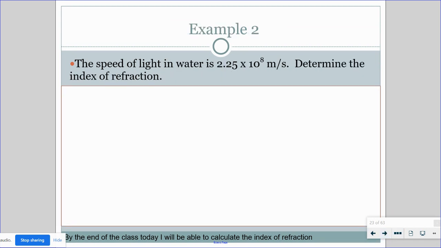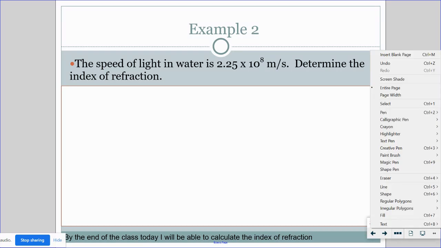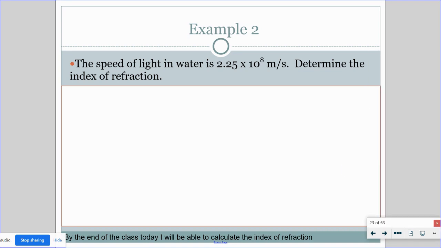Here, the speed of light in water is 2.25 times 10 to the 8 meters per second. I'll just change the color here, blue. So here, if we look at our given, we have, again, c is a constant, it doesn't change.